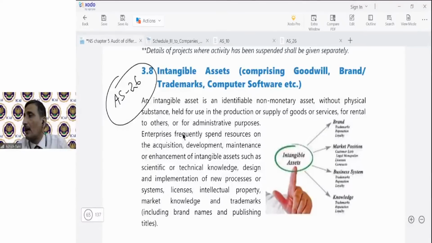Yes, Suman Goel, you are right. Bringing asset to location, all inward freight, non-refundable taxes, and transit insurance. Yes.